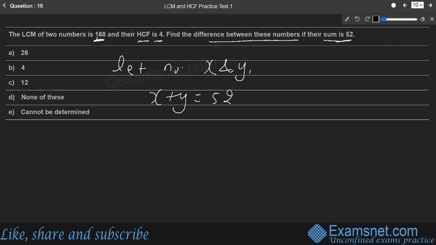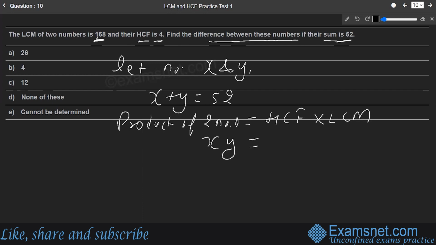Then they said the LCM of two numbers is 168 and HCF is 4. So we know a formula. The product of two numbers is equal to HCF into LCM. We have the numbers as x and y, so the product is xy equal to HCF into LCM, which is 168 into 4. Now xy is available, and also x plus y is available. I am supposed to find the difference, so I am supposed to find x minus y.